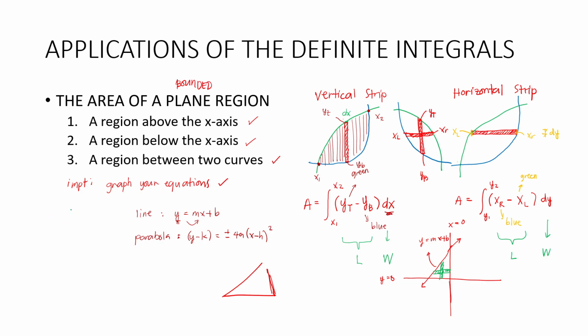So for example, I'm going to write it here in the lower left. Let's say you have a parabola. So x minus h, let's say x minus 9 squared.